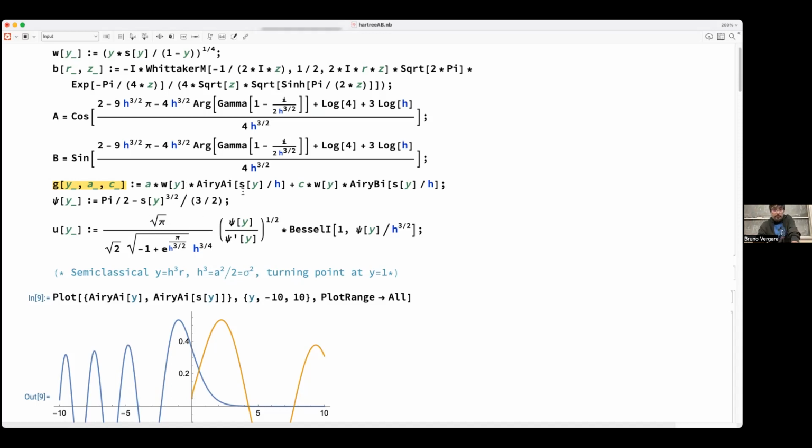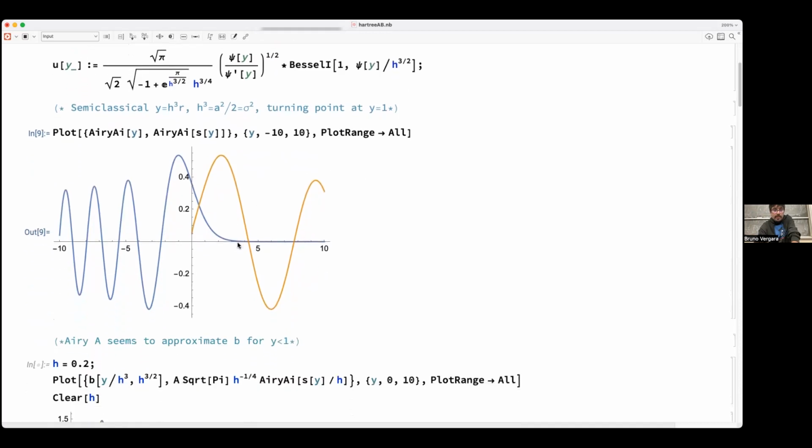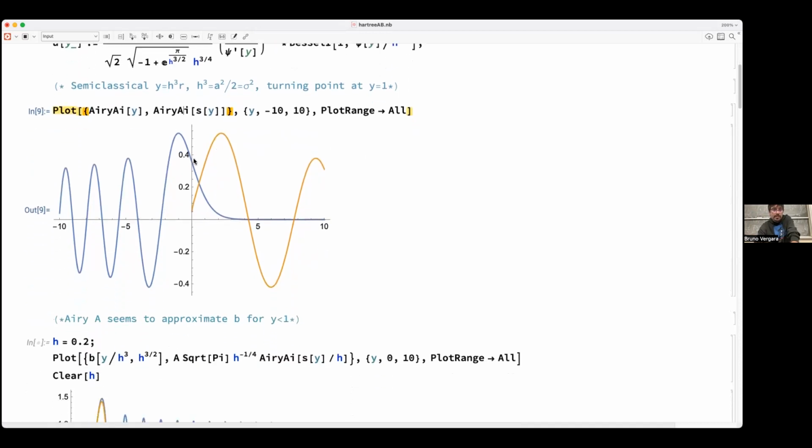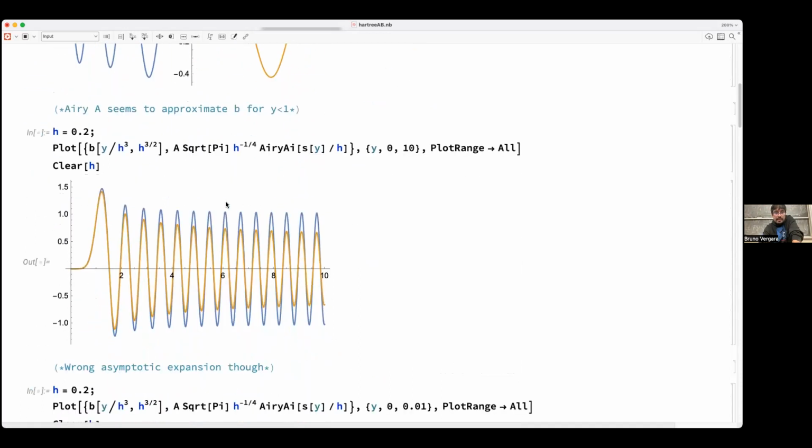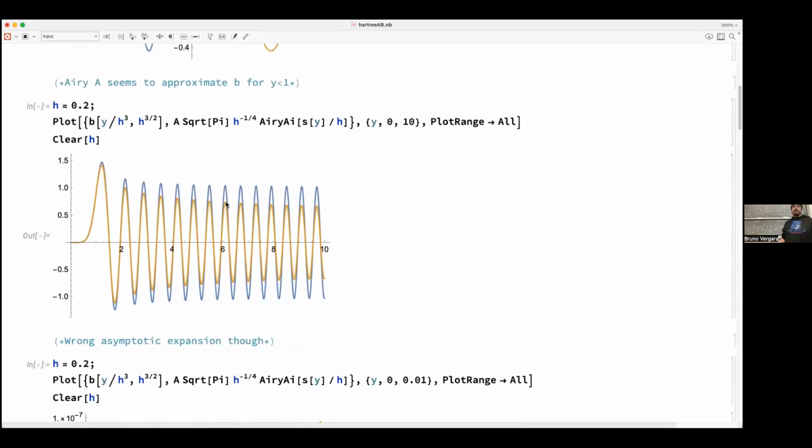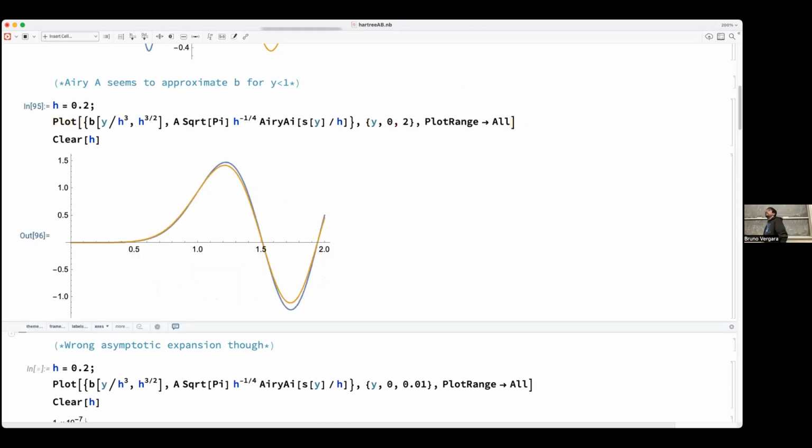All right, so here I plotted the difference between the Airy function and the Airy function with this reparameterization. And what is more enlightening is this picture. In blue you are seeing the true eigenfunction again, and in orange you are seeing the approximation with the Airy A. So near the turning point, this is a very good approximation. So I can actually go, let's say, here, I don't know, 2. Right?